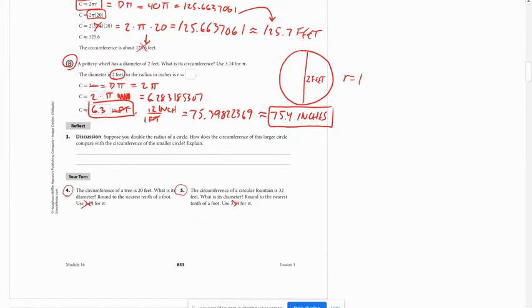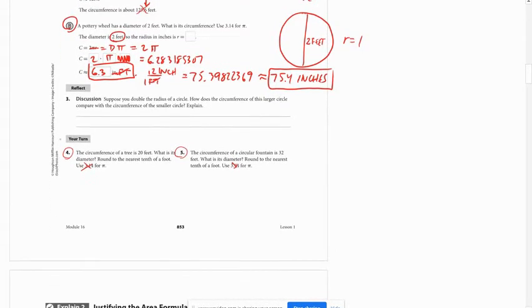Now you can pause your video and go ahead and do problems 4 and 5, and then press play when you're ready to check your solution.